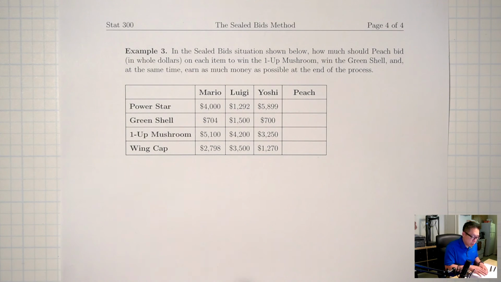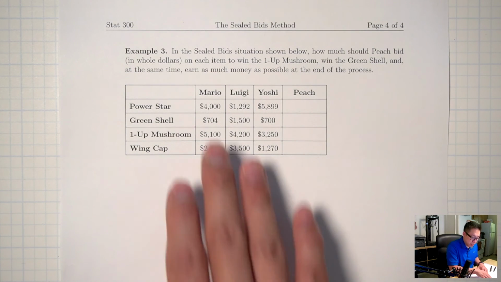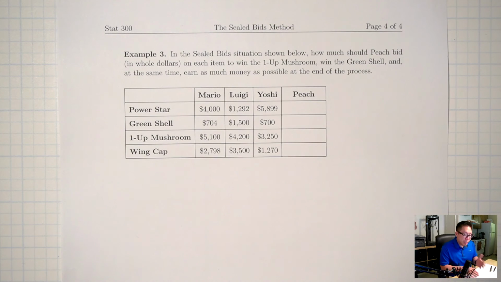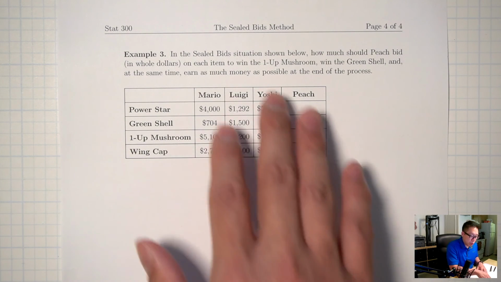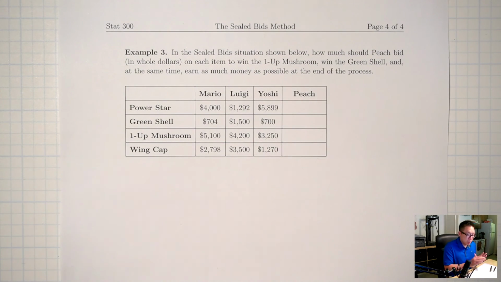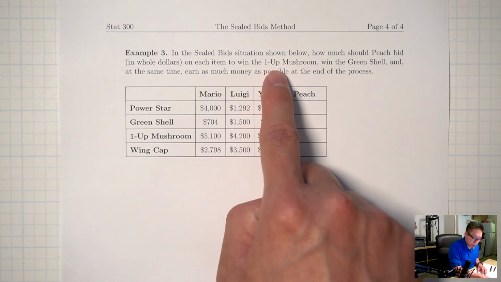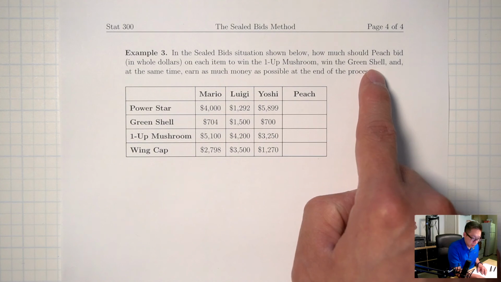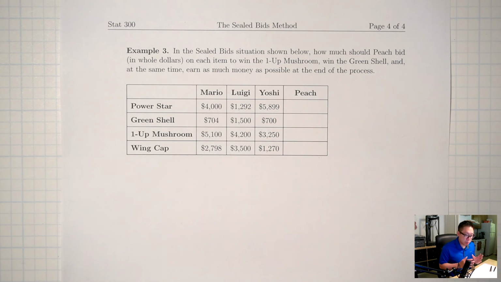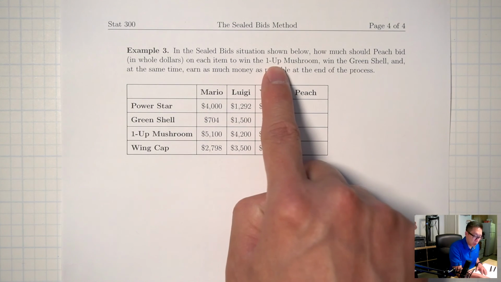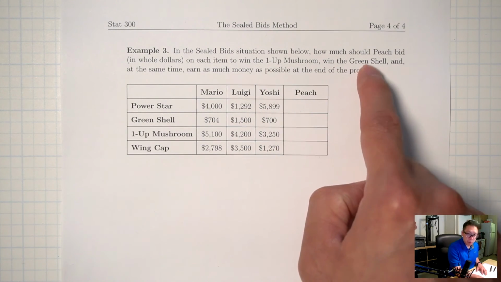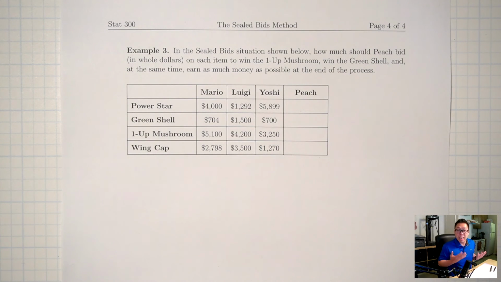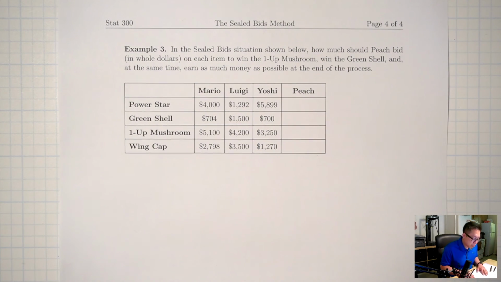So the situation here is we have Mario, Luigi, Yoshi. These are their bids. And Peach is able to figure out what everyone's values are. So example here, right? Peach wants to get the 1-up mushroom. She wants to get the green shell. And at the same time, she wants to earn as much money as possible. So if she knows everyone else's bids, how should she bid to get the 1-up mushroom, to get the green shell, and also to end up ahead, right? To get as much money as possible.